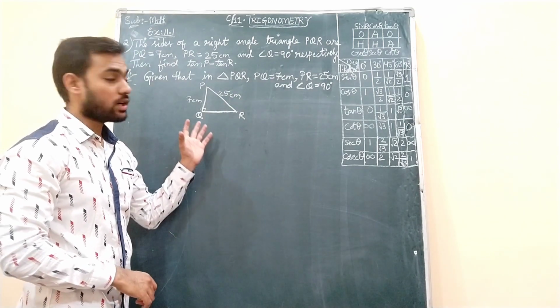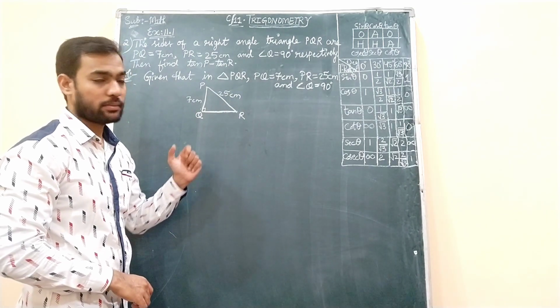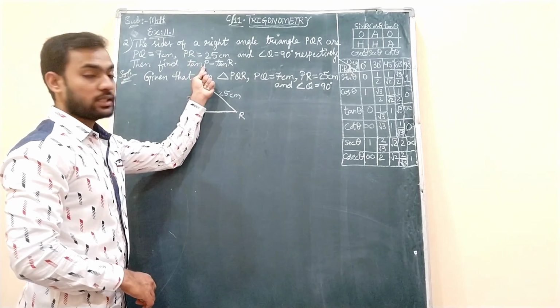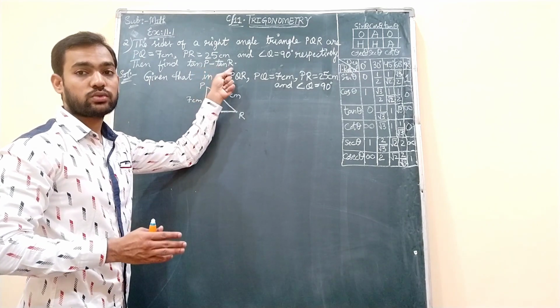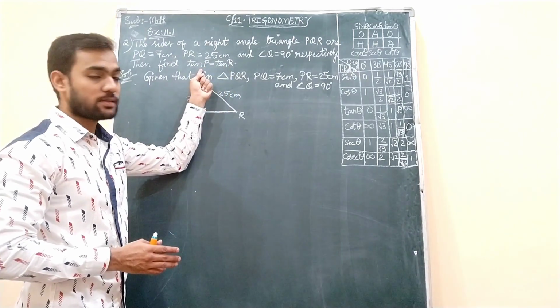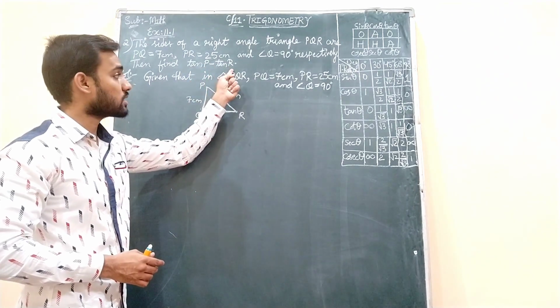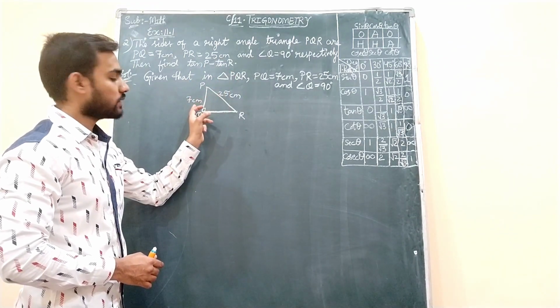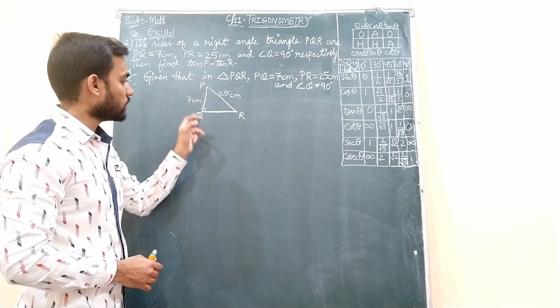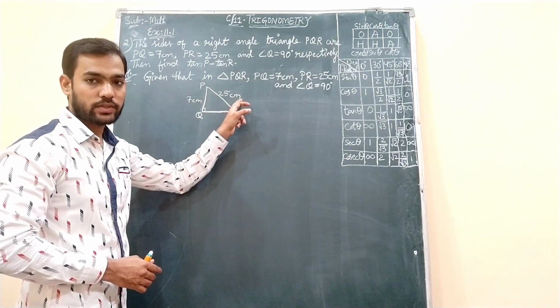Here you cannot say which is opposite side, which is adjacent side, because in the question the ratios have been taken with respect to two angles. First he is taking with respect to angle P, and in another ratio he is taking with respect to angle R. So don't decide it. We will write the sides given in the question. PQ is 7 centimeter, PR is 25 centimeter.